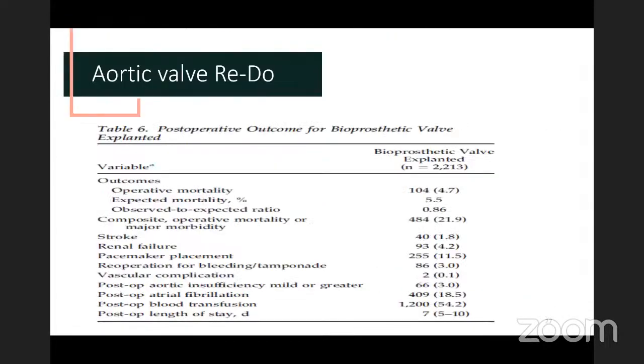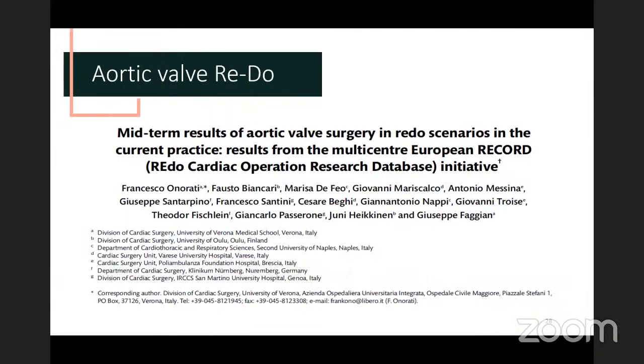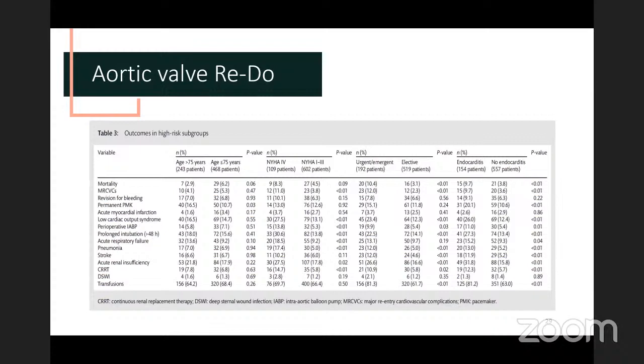multiple reports and multiple data have shown that the operative mortality of aortic valve redo, especially first redo aortic valve, is around 4 to 5% in most of the data in the literature. In the midterm results of the redo cardiac operation research database, they identified the risk factors or the subgroups that had an increased risk of mortality. So the mortality in this group ranged between 4% and up to 10%.